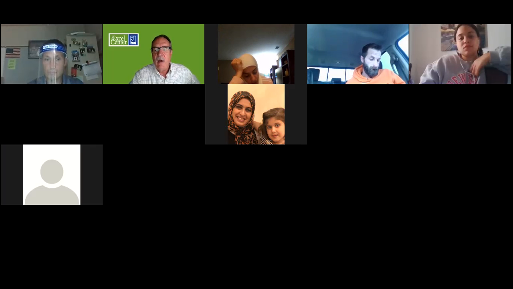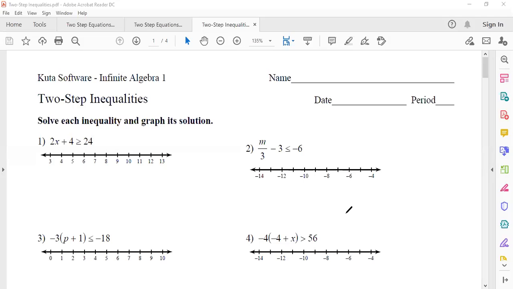Now, what follows that in Odysseyware are two-step inequalities. Two-step inequalities. Let's see, anybody remember what our options are for solutions with equations? There's three possibilities. Anybody remember one of them?